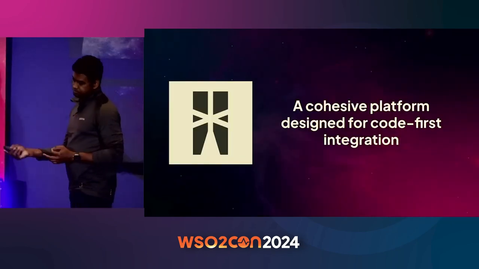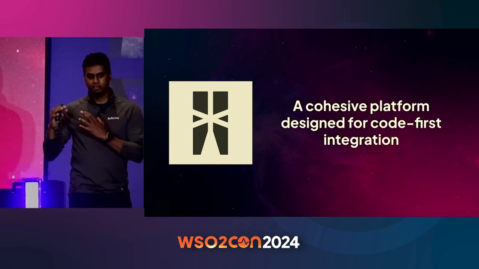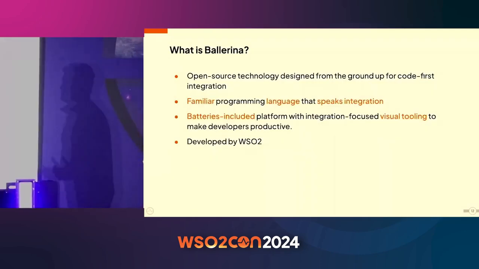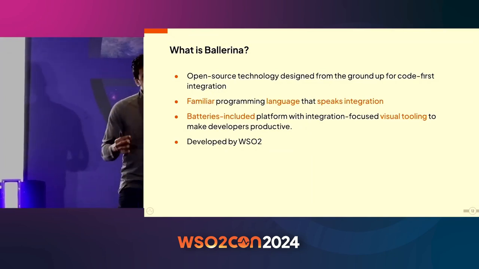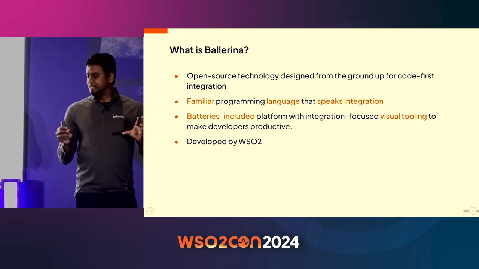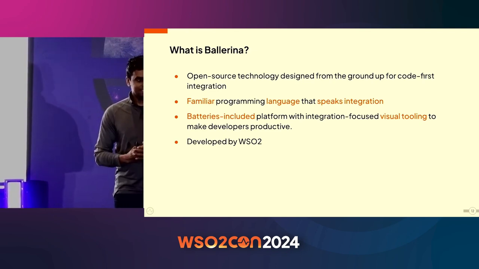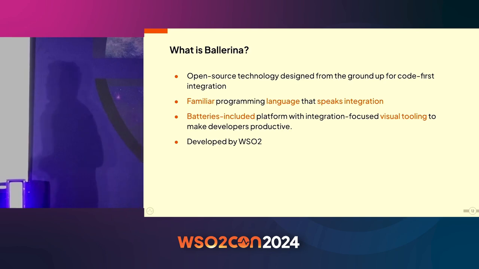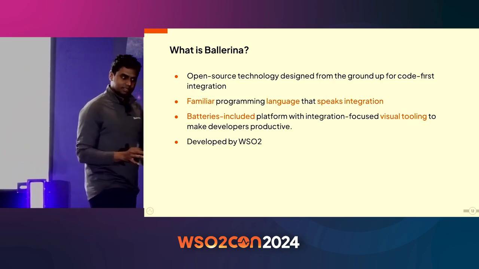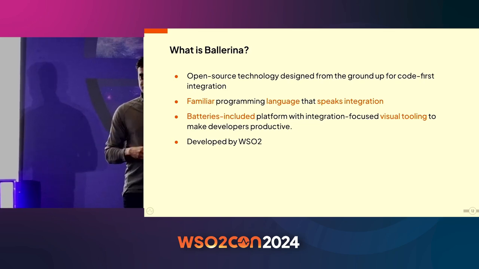In other terms, we need a cohesively designed platform for code-first integration. I'll talk a bit more about this. So Ballerina is one such solution that we have developed at WSO2. At a high level, it has two parts. It has a complete language designed for integration with all the abstractions. And it is also a batteries-included platform where you have all the integration tools that you would typically see in a low-code first product.